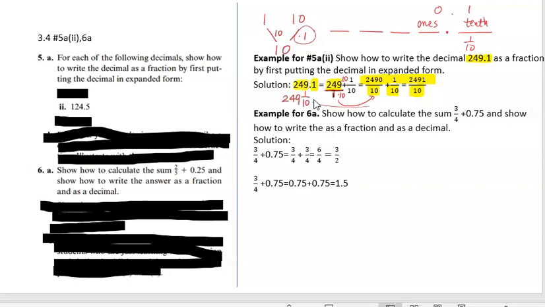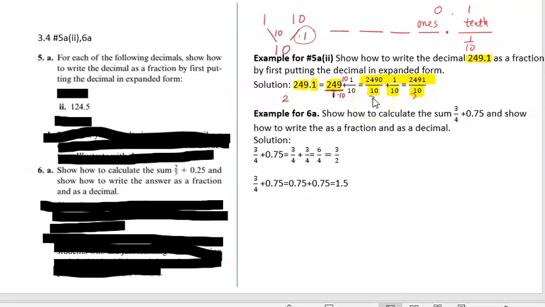But if you want to turn that into an improper fraction, you can use the other way. You first do this and turn it into an improper fraction by multiplying the whole number, because each whole becomes 10 parts. So 249 wholes becomes 249 times 10, this many parts, and add the 1 part. So you could also do it that way.